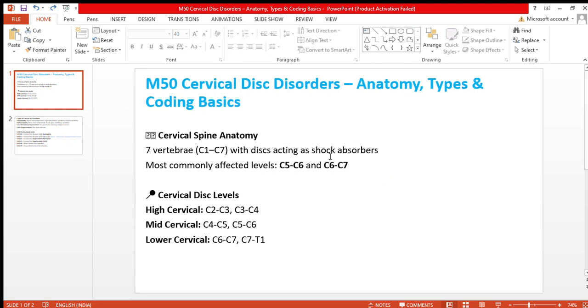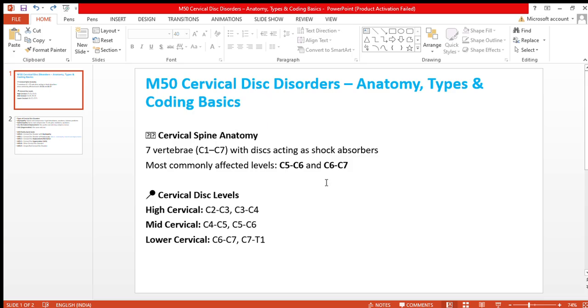A cervical disc disorder. Before we start coding the M50 category, let's quickly understand the cervical spine anatomy. The cervical spine, which forms the neck region, contains 7 vertebrae from C1 to C7. Between these vertebrae are the intervertebral discs that act as shock absorbers and help the neck move smoothly.